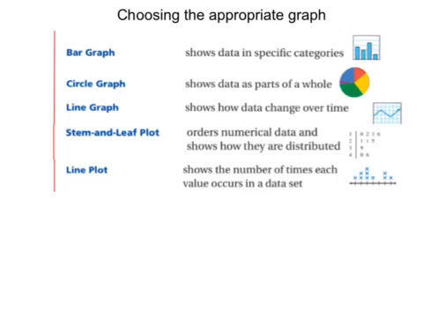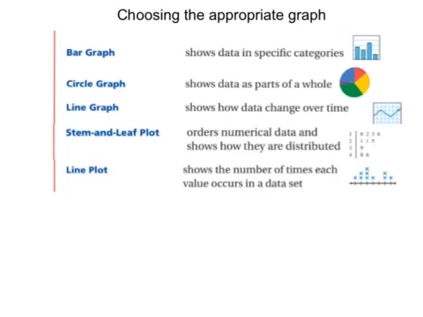A bar graph is used when you are going to show data in specific categories. Bar graphs do not always have to be numerical data. In fact, most of the time that it is not numeric data, a bar graph is a very easy way to display that data.